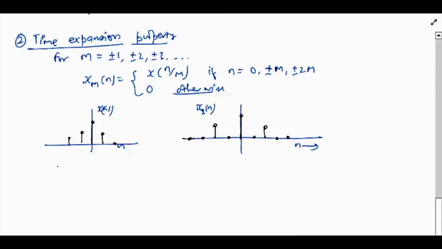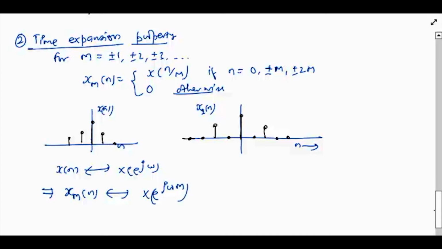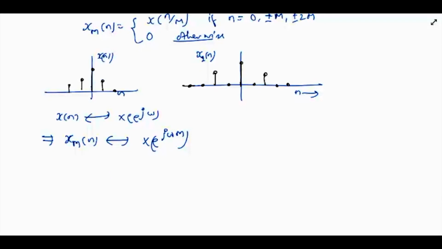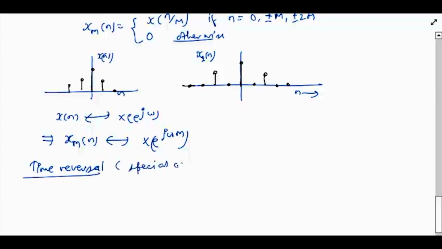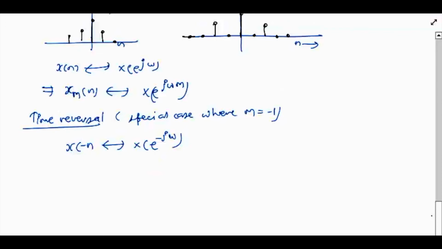Now the time expansion property says that if x[n] has Fourier transform X(e^{jω}), then x_m[n] will have Fourier transform X(e^{jωm}). A special case of this property that is quite useful is what we call the time reversal property. This is the special case where m is -1. The time reversal property says that the Fourier transform of x[-n] will be X(e^{-jω}).